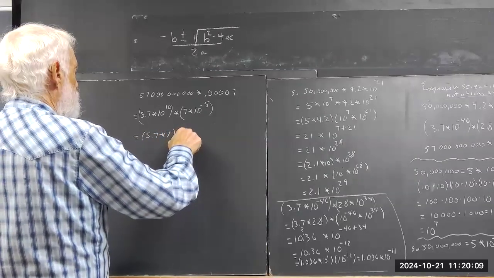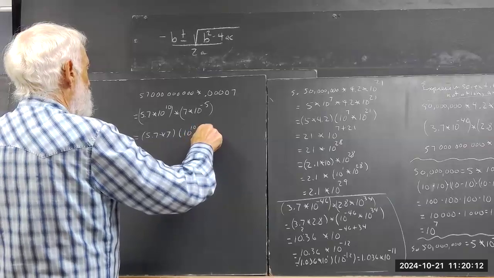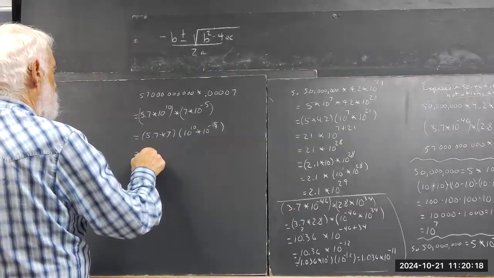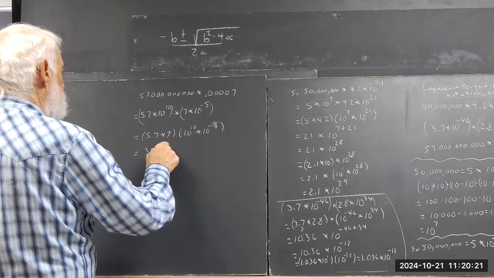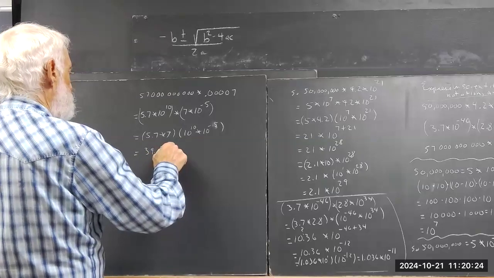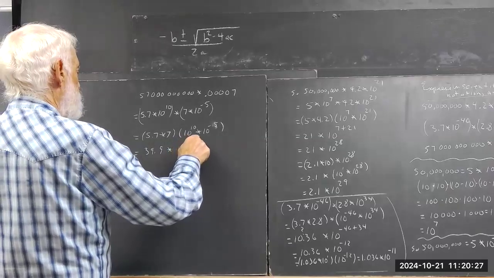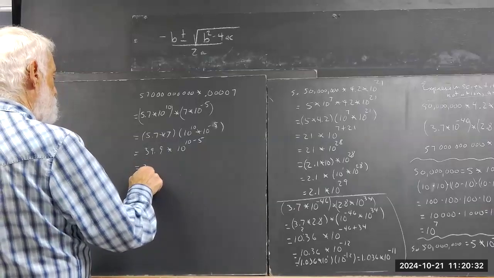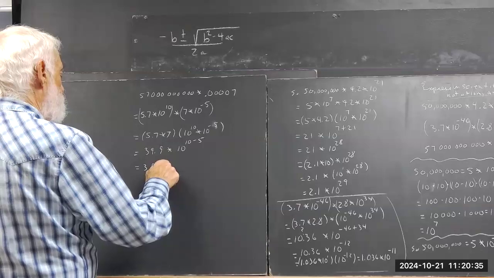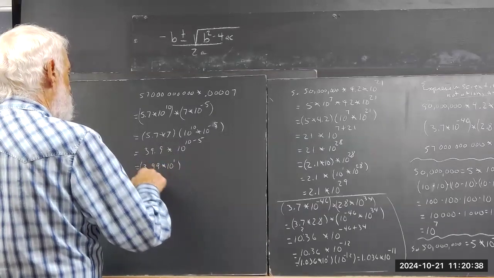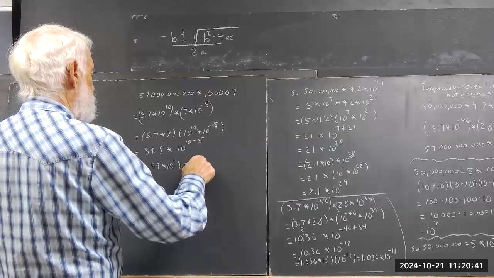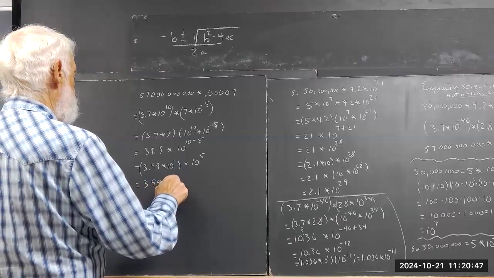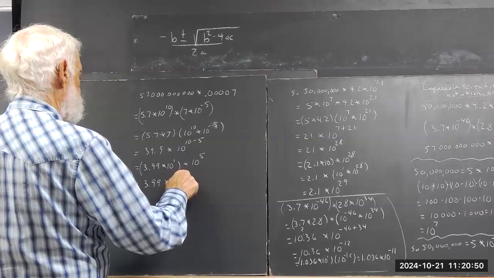5.7 times 7, then times 10 to the 10th, times 10 to the negative fifth, equals 39.9 times 10 to the 10 minus 5. And I'm going to combine steps a little bit. That's 3.99 times 10 to the 1, multiplied by 10 to the 5th, which comes out 3.99 times 10 to the 6th.